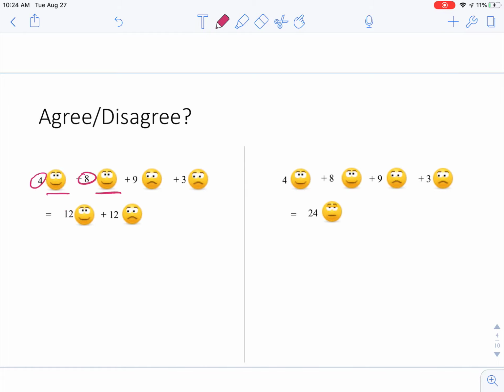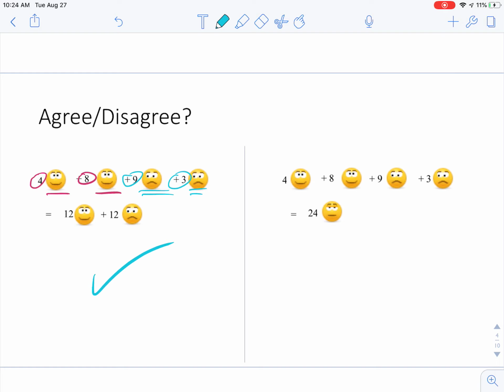These two terms are both frowny faces, and they have no exponents, so they're like terms, so we can add the coefficients to get 9 and 3 makes 12 frowny faces. And there we go, 12 smiley faces, 12 frowny faces. This one works. Now, take a look at the second one. You might want to pause again and see if you agree.